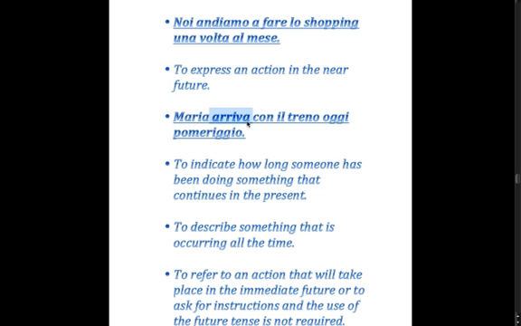Arriva from arrivare has been conjugated in the present tense. So we remove are and we add the third person singular regular ending for the verb arrivare. So Maria arriva con il treno oggi pomeriggio. So Maria will arrive by train this afternoon. And this is expressing something that will happen in the near future. It isn't necessary to use the future tense in this example.